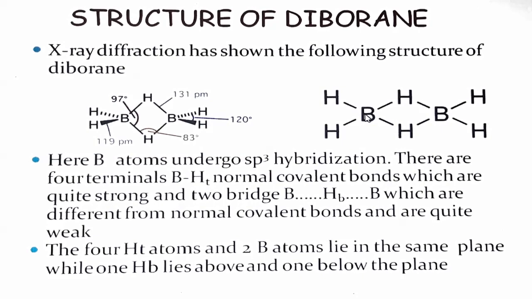And the boron atoms in the structure undergo sp3 hybridization. One more thing that we have to see: the 4 H atoms and 2 boron atoms, means these 4 hydrogens and 2 borons lie on the same plane, while these 2 hydrogens, which are known as bridging hydrogens, lie above and below the plane. This B-H bond is an example of a simple covalent bond. And this is not an example of a simple covalent bond.